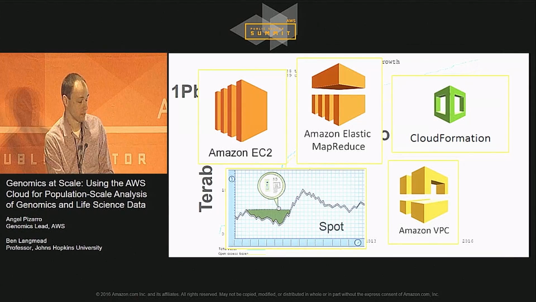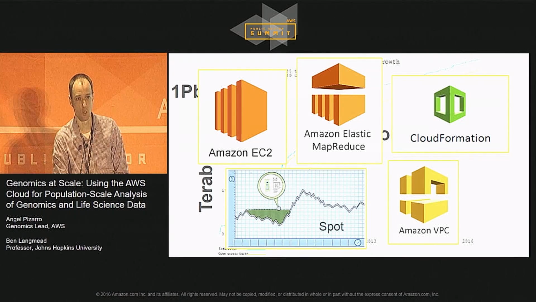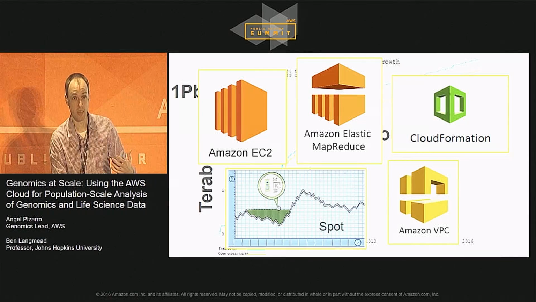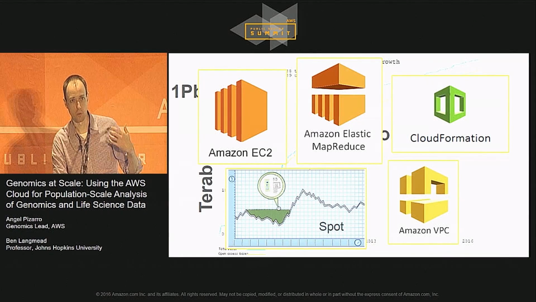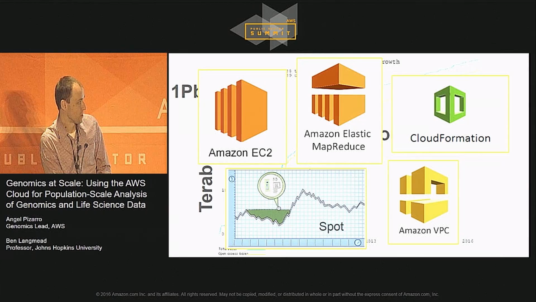So we use Spot extensively, and we use Amazon VPC and CloudFormation as part of our architecture for being able to analyze protected data. The privacy standard is called dbGaP. So in order to implement our dbGaP compliant data analysis, we use these two services, as Abhi will talk about a little bit more later.